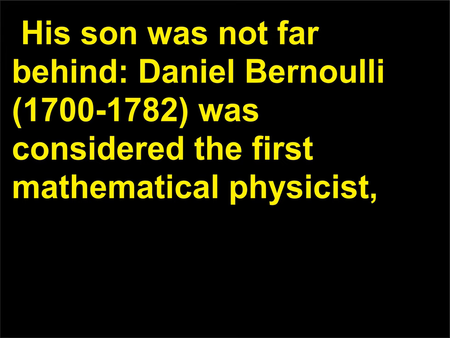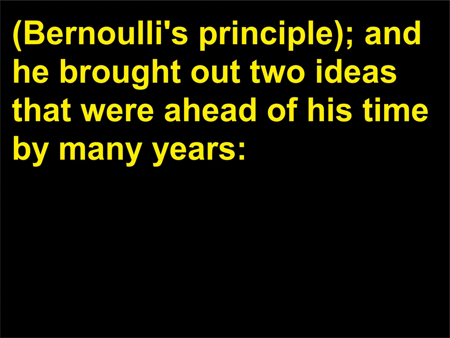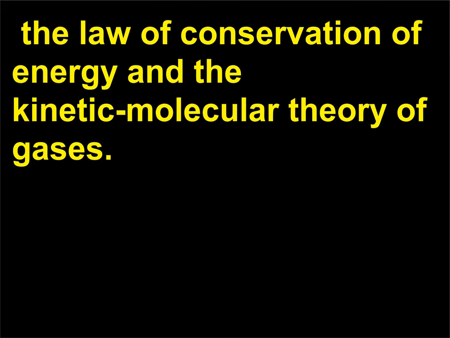His son was not far behind. Daniel Bernoulli, 1700 to 1782, was considered the first mathematical physicist, publishing Hydrodynamica in 1738, which included his now famous principle named in his honor, Bernoulli's principle. He brought out two ideas that were ahead of his time by many years: the law of conservation of energy and the kinetic molecular theory of gases. The Bernoulli legacy did not end there.